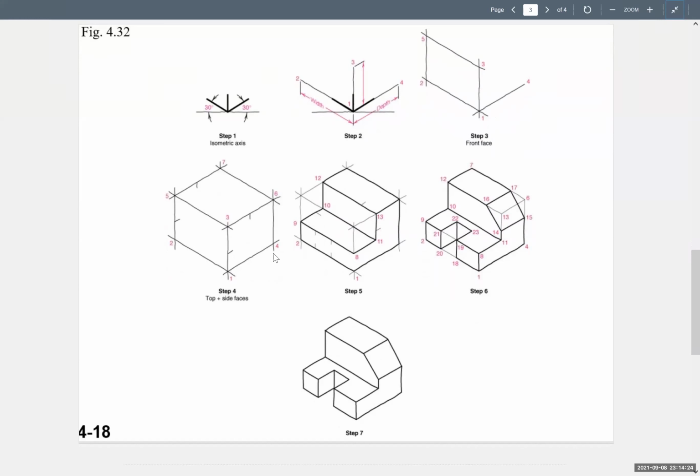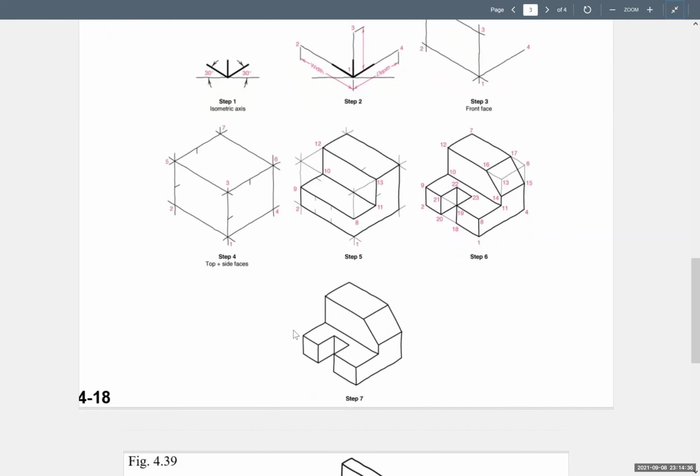This line and this line are 30 degrees up from the horizontal. And then this dimension right here is my width. This dimension is my depth, and this dimension is my height. And then looking at the picture, I'm able to measure the width of this piece and the width of this piece and use construction lines. These are the light lines. And then notice the lines were drawn dark to be visible.